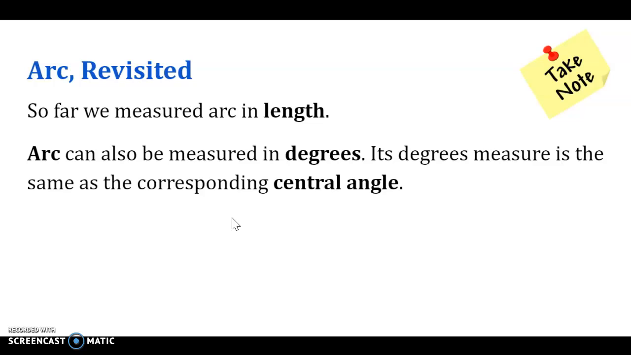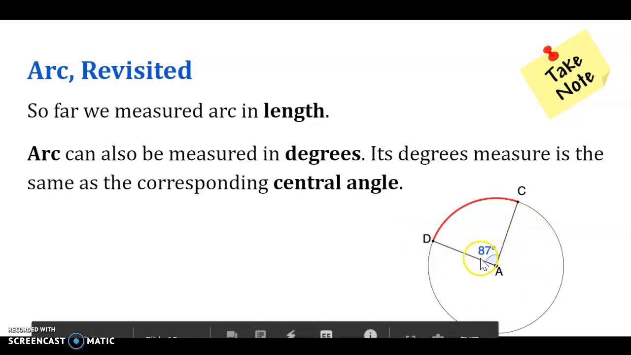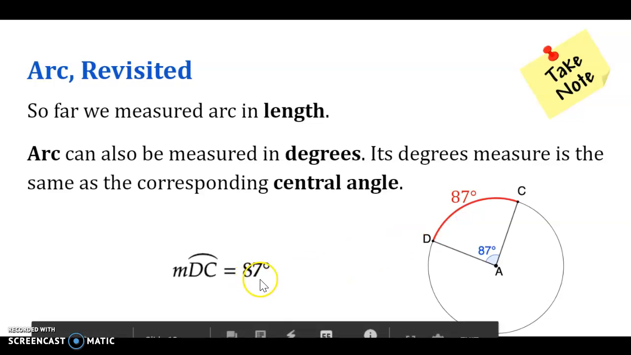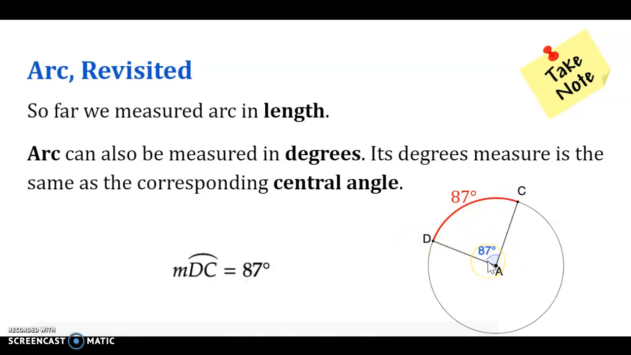Its degree measure is the same as the corresponding central angle. So for example, if you have this circle, the central angle measure is 87 degrees. For arc DC, we can say the measure of arc DC is 87 degrees. So it's exactly the same as the central angle measure.